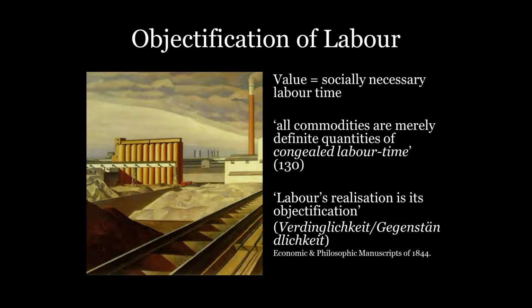This is a sort of abstract human labour, so it's not something that belongs to you, but it is congealed in the commodity. So as a result, as Marx and Engels write in Economic and Philosophic Manuscripts, labour's realisation is its objectification, which means labour becomes a thing. The German Verdinglichkeit, Gegenständlichkeit makes that, I think, clearer. So the worker herself becomes a thing through that process of commodity production.